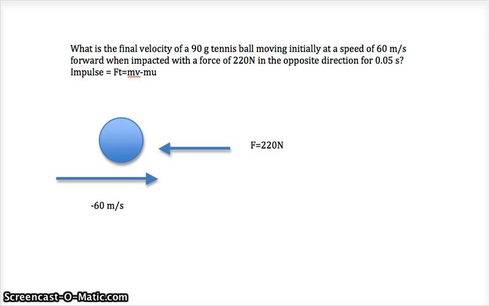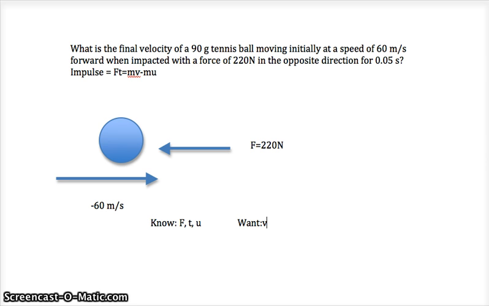Now, how do we know it's an impulse and momentum problem? If you make a list of what you know, you know force, you know time, and you know initial speed, and you want the final velocity. So given those, it's really the impulse equation that works the best.